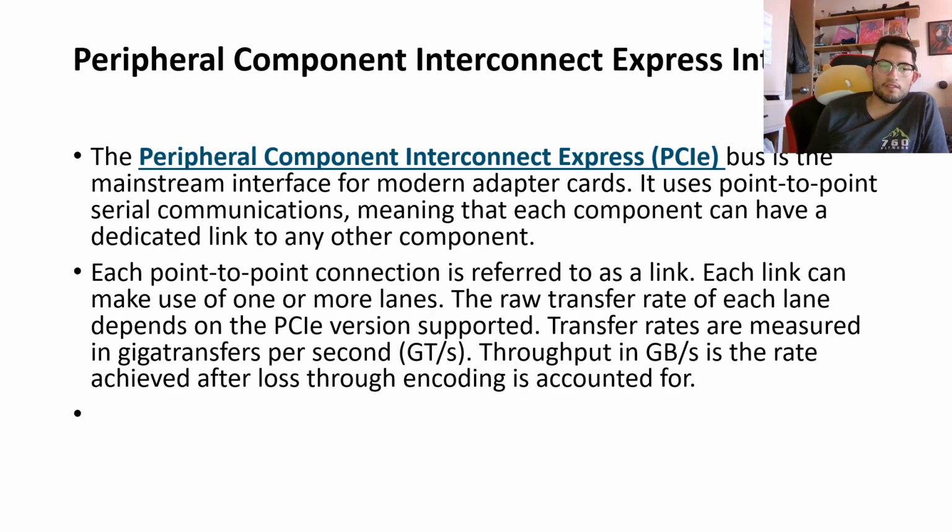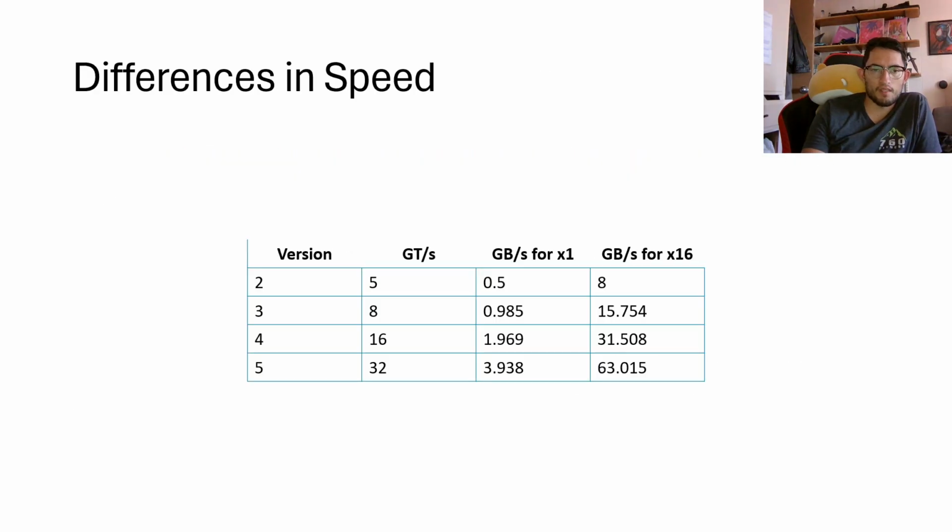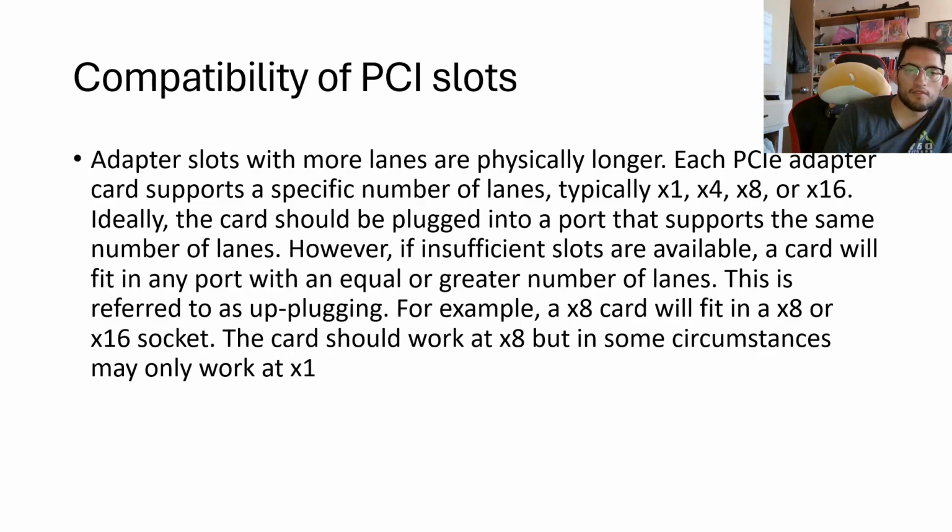The raw transfer rate of each lane depends on the PCIe version supported. Transfer rates are measured in gigatransfers per second. Throughput in gigabytes is the rate achieved after loss through encoding is accounted for. So there are different versions. PCIe 2 is 5 gigatransfers, and I guess it didn't go to 1 gigabyte either. But it does for the x16, since there are more pins on that one. And then it seems like 5 is probably the best one. So those are the differences in speed of each version.